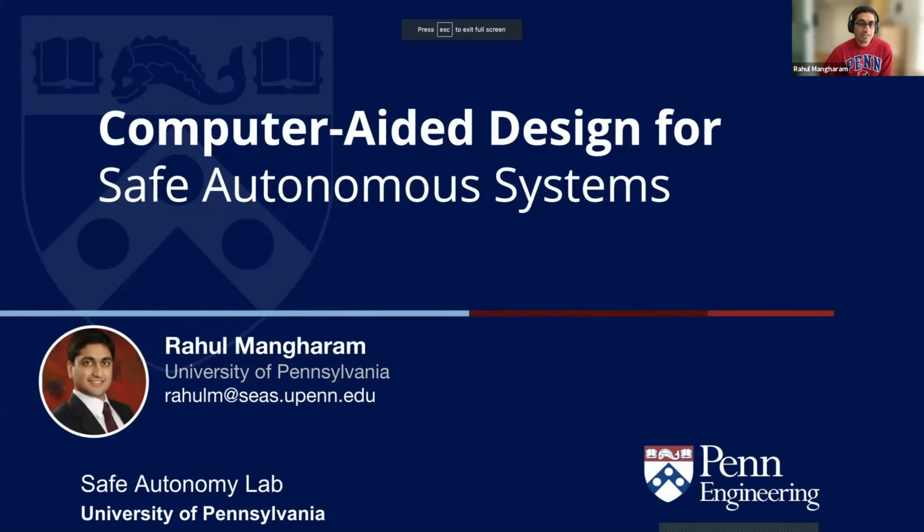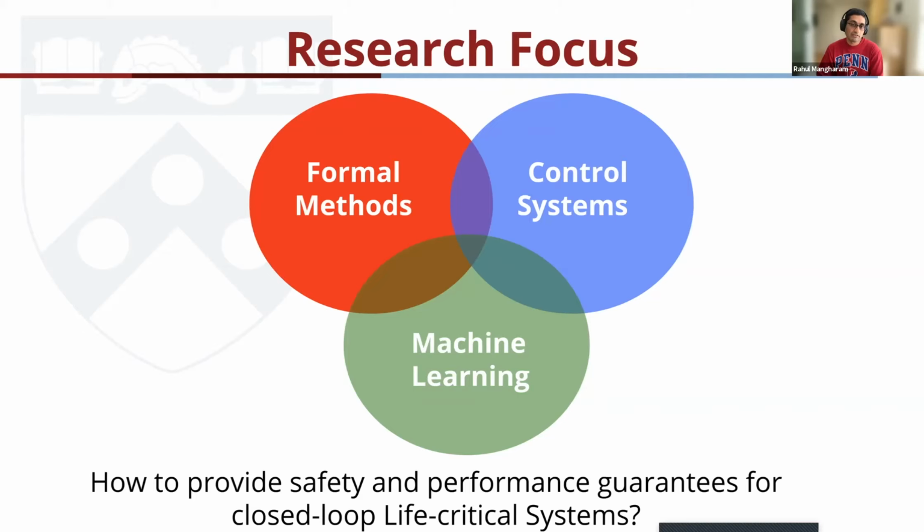All right, I'm Rahul Mangharam. It's great to meet you all. I'm obviously speaking remotely. So I'm going to talk about what we do in my lab, focused on safe autonomous systems. Essentially, we design a lot of tools to get these autonomous systems to behave safely, either at design time or during their life cycle.